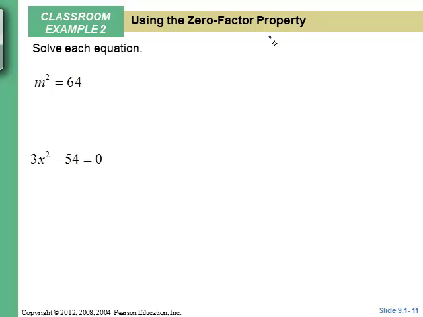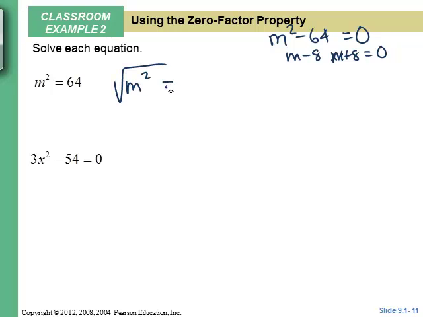Well, you know, this first one, actually, we could have solved by factoring m minus 8, m plus 8 equals 0. But let's use the square root property. m squared, square root equals plus or minus square root of 64. m equals plus or minus 8, which notice is what you would have gotten if you would have solved that.